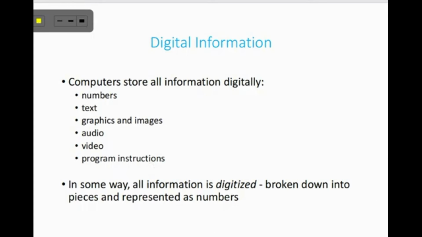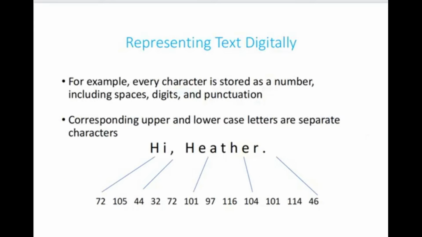So we are trying to show how the representation is done in the computers now. Every character is stored as a number, including spaces and digits. Punctuations are also given numbers in a computer. Of course, as we will see later, computers use what we call binaries, zeros and ones, to represent everything that we have. So corresponding upper and lowercase letters are separate characters.